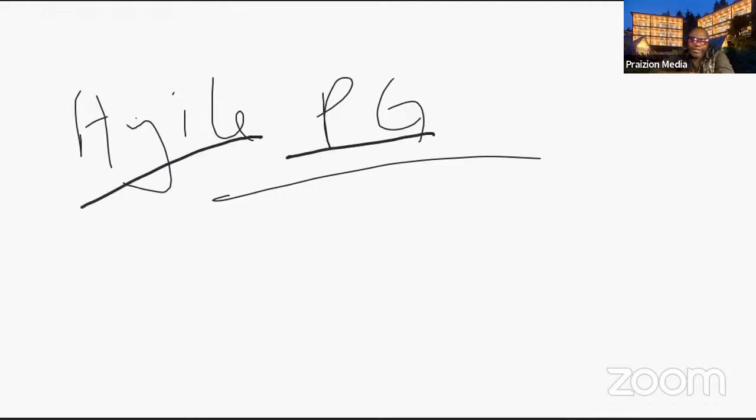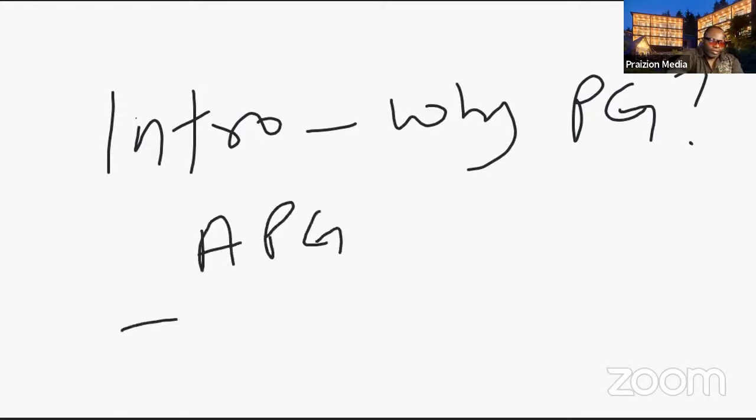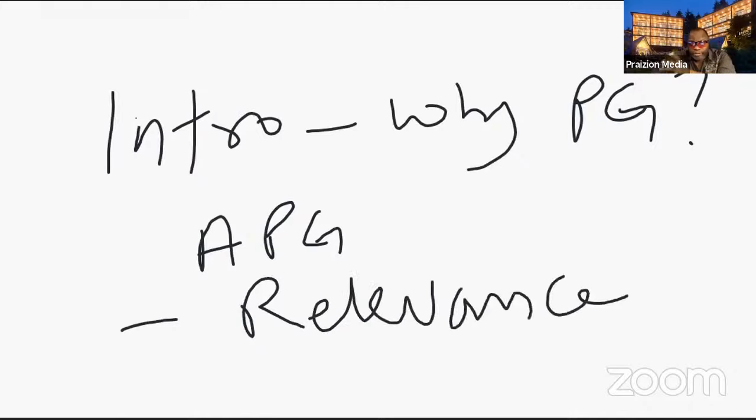The Agile Practice Guide is broken down into chapters, and I want to give you some high level intro into these chapters. Okay, so let's talk about them one by one. The very first chapter is the introduction, and the intro is about why the practice guide. The answer is relevance. Relevance for the PMI and relevance for you, if you didn't already know.